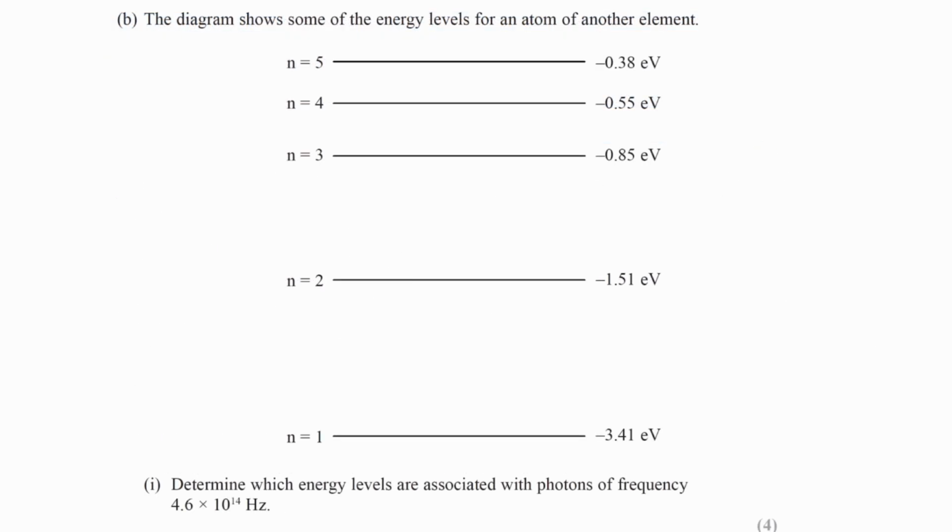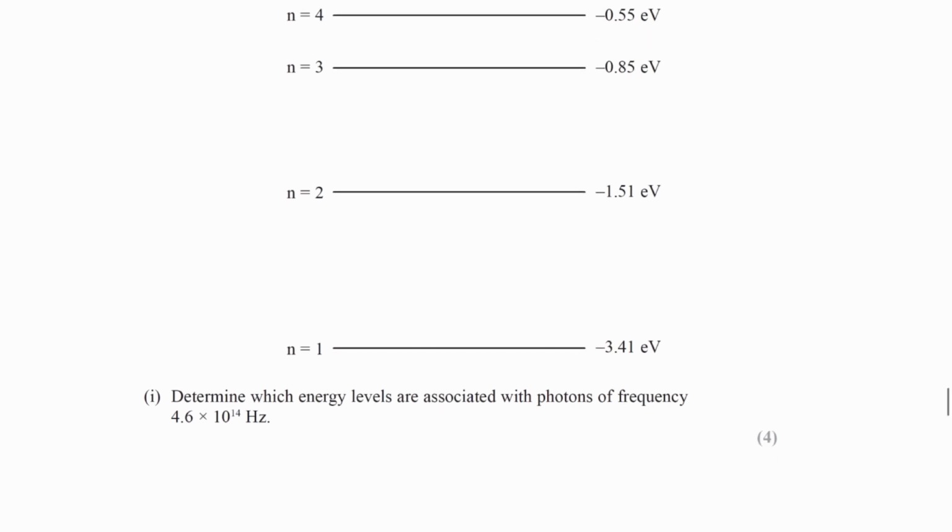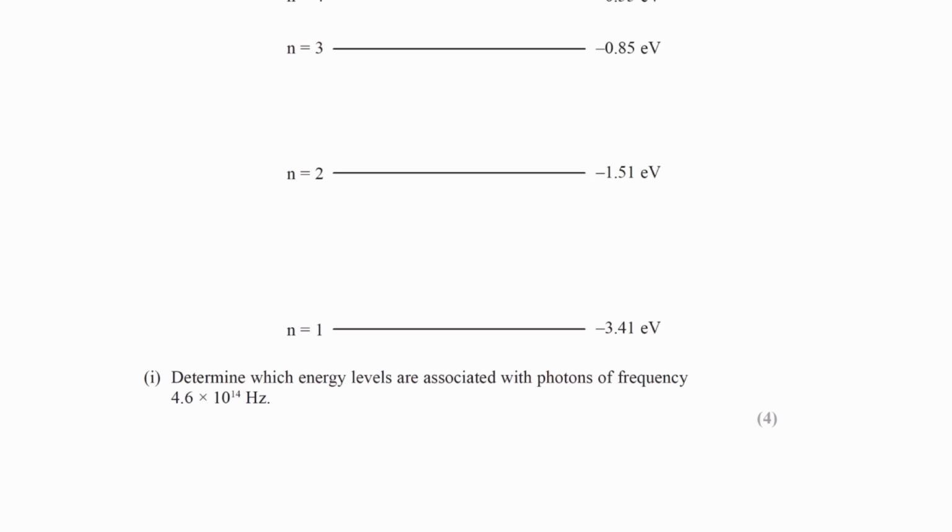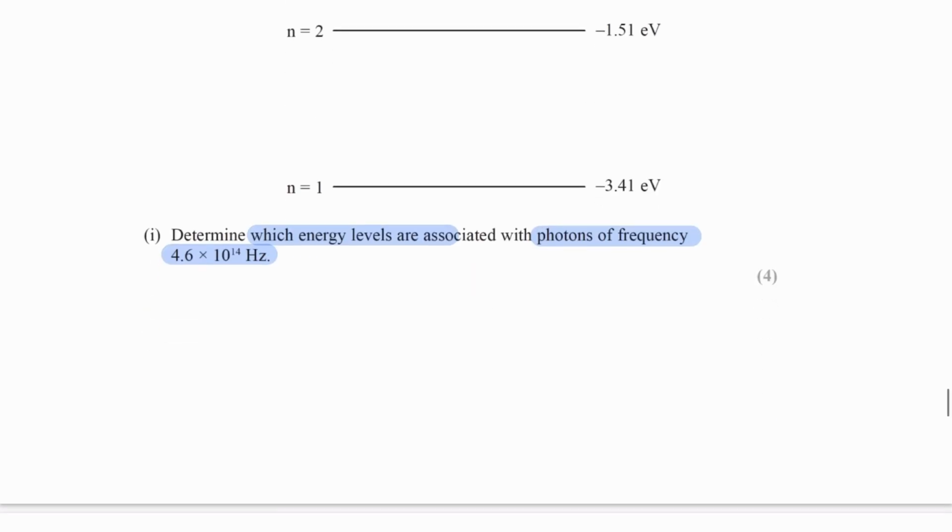And for part B, the diagram shows some of the energy levels for an atom of another element. Determine which energy levels are associated with photons of frequency 4.6 times 10 to the 14. Right, so first thing we need to do is work out the energy of these photons. So use the equation E is equal to hf with this frequency that we have over here.